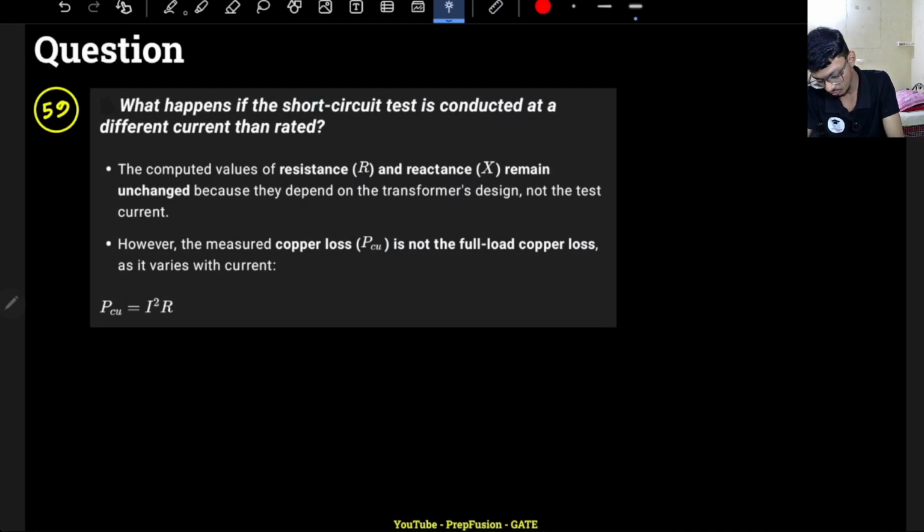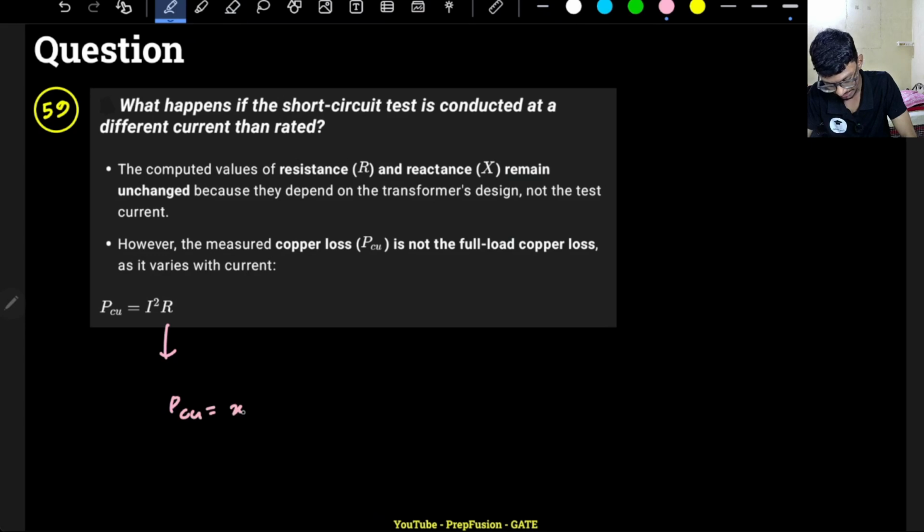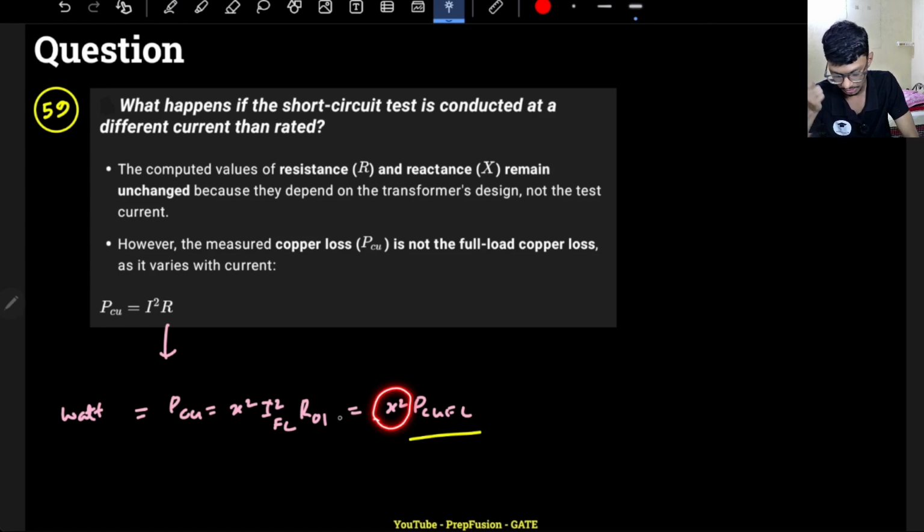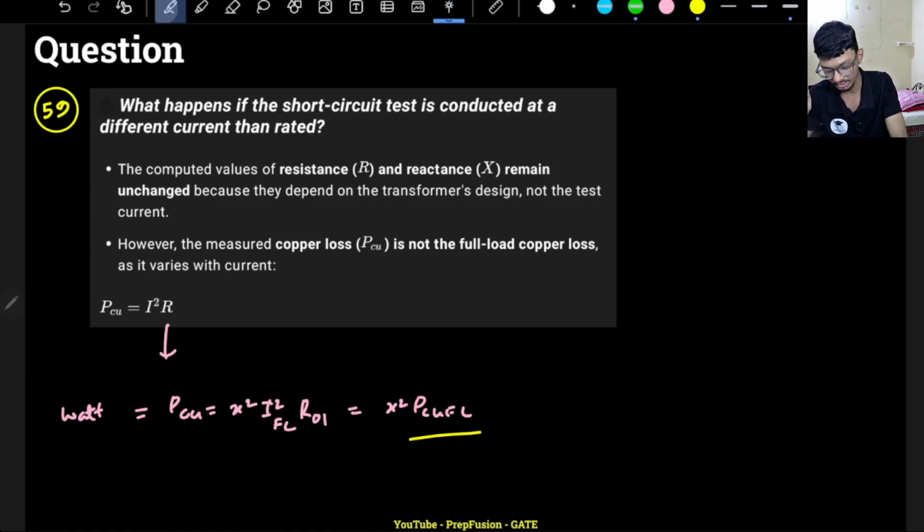What will happen then? My wattmeter reading, that is PCU, will be equal to x square into I square, that is (x·IFL) whole square into R1. Whatever reading I get, it will be this value, and I will know the amount of loading. So this is equal to x square into PCUFL. From this I can easily find PCUFL, because I know what fraction of loading I am applying and I know my wattmeter reading. If I divide my wattmeter reading by x square, that will give me the full load copper loss.